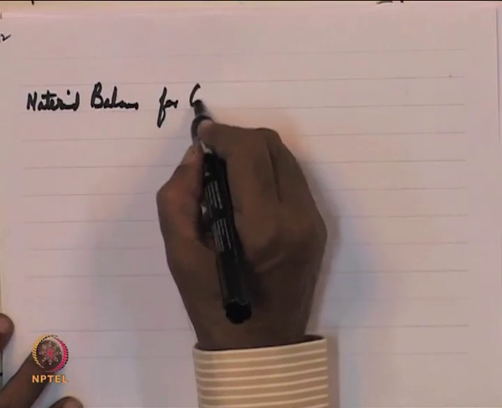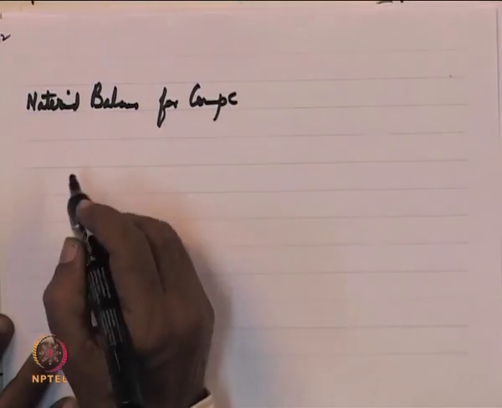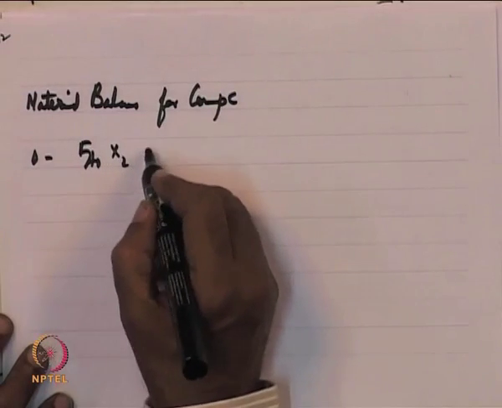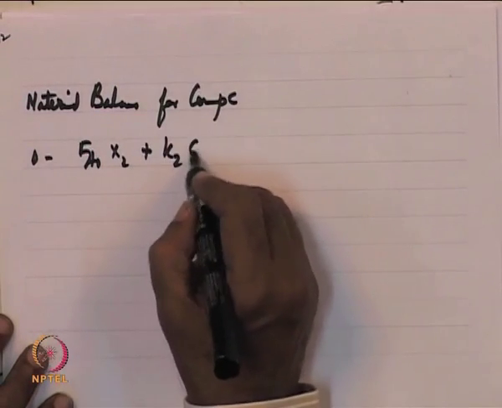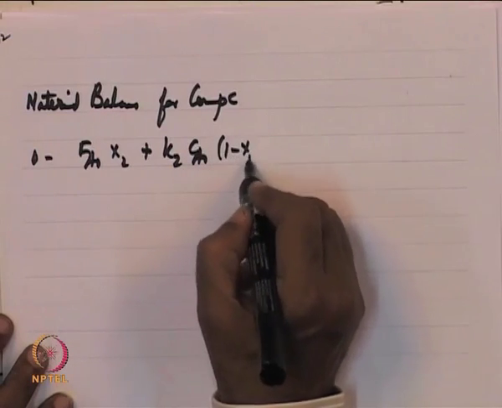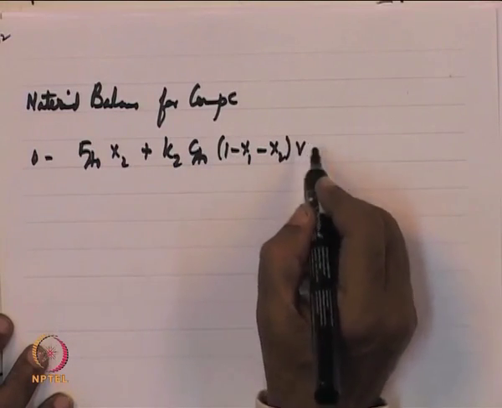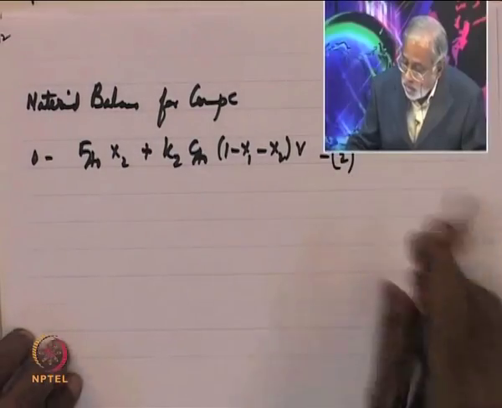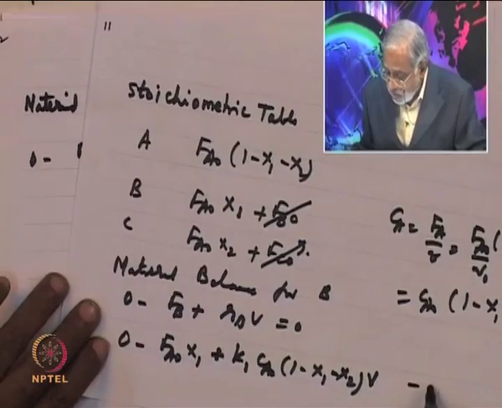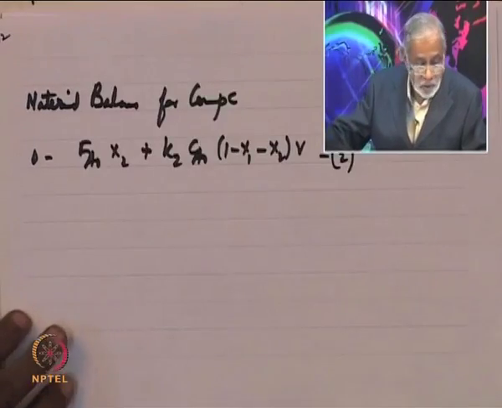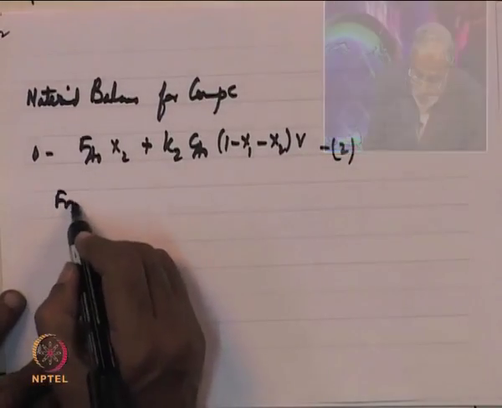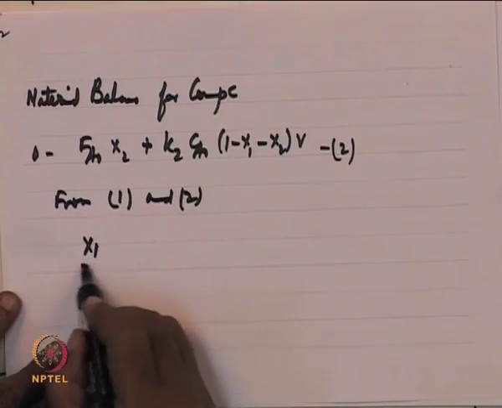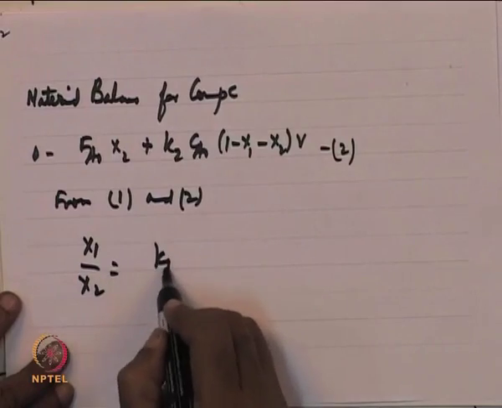Material balance for component C. What does it say? 0 minus FA0, input, output, and then what is K2 CA0 times (1 minus X1 minus X2) times V equal to 0. This is the material balance. So, if I call this equation 2, and this equation 1, simply by 1 divided by 2, from 1 and 2, what do we get? X1 divided by X2 equal to k1 divided by k2.